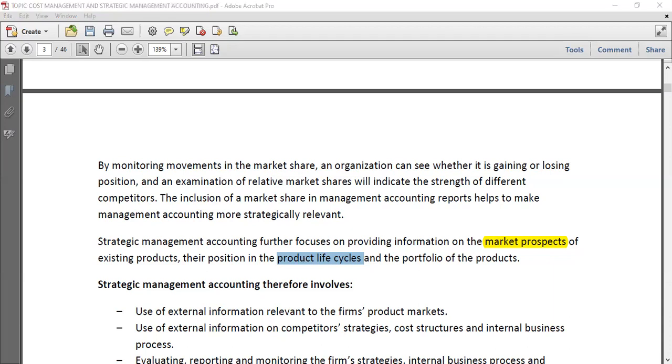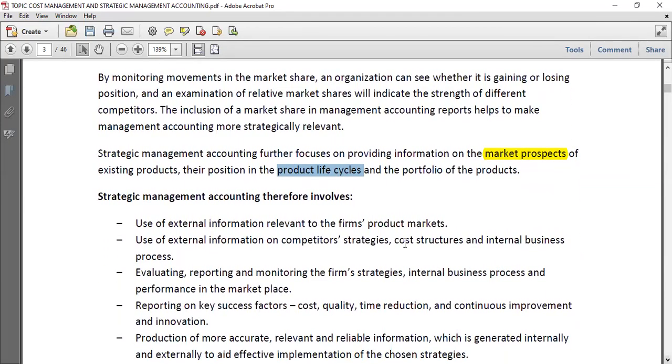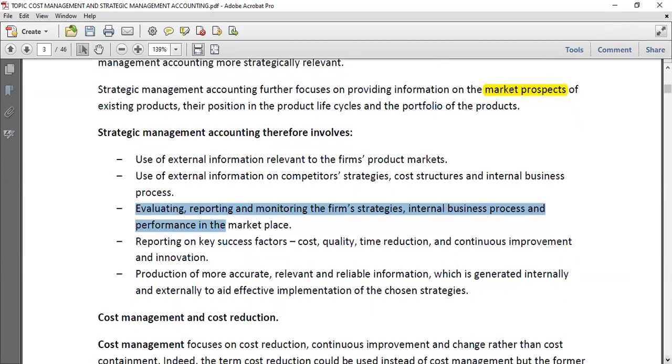So as you can see, it involves us taking, of course, external information that is relevant to the firm's products market. It goes ahead to also use external information, especially the strategies of the competitors, their cost structures, and internal business. It goes ahead to evaluate and report on the firm's strategies, as well as monitoring. It goes ahead to also report on the success factors, in terms of cost, quality, time reduction, and continuous improvement, as well as innovation. Yeah, so that is very key.